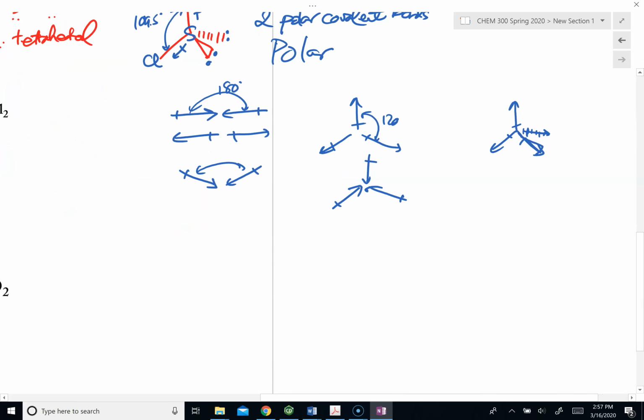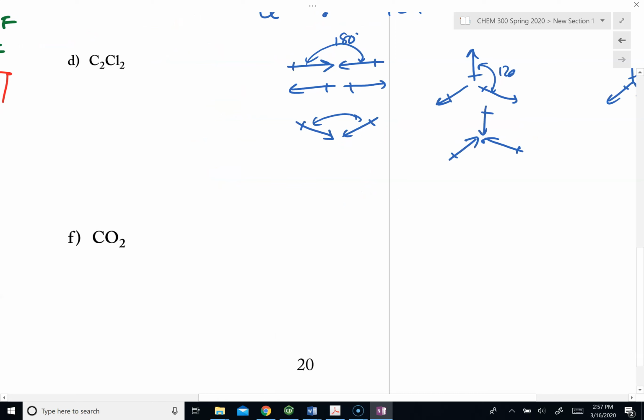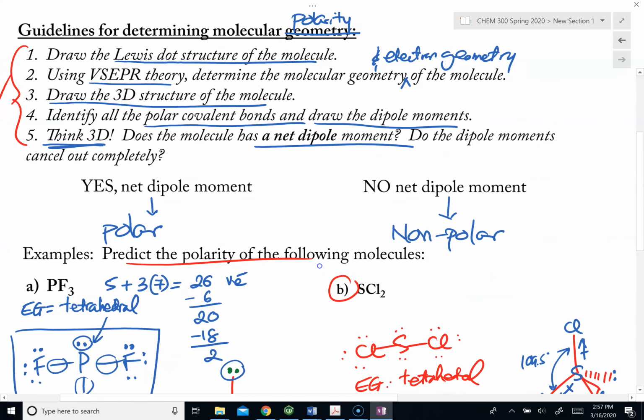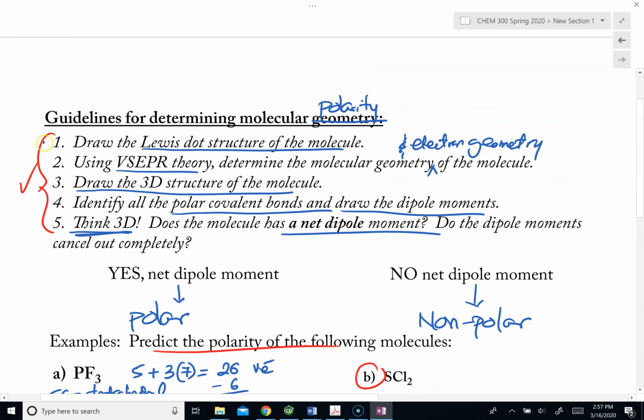So I hope all of you have now understood molecular polarity and bond polarity. Again, bond polarity refers to the polarity of a bond due to differences in electronegativity, whereas molecular polarity means that overall a molecule can be classified as polar or nonpolar, depending on whether or not the molecule has a net dipole moment. And to figure out the net dipole moment of a molecule, we have to follow all of these steps 1 to 5 right here.